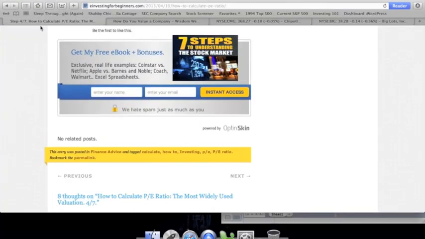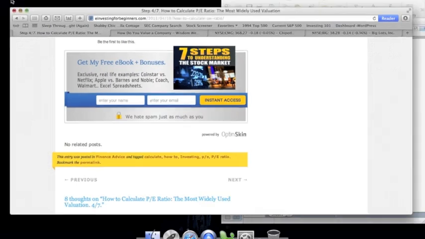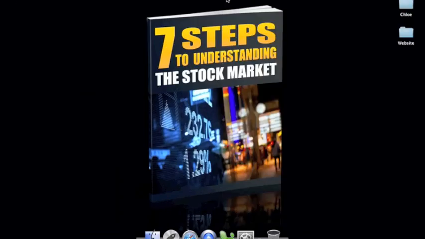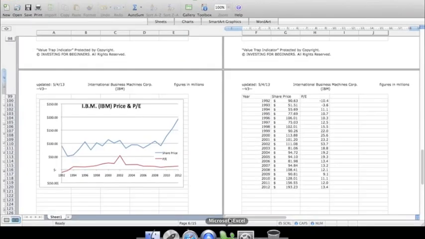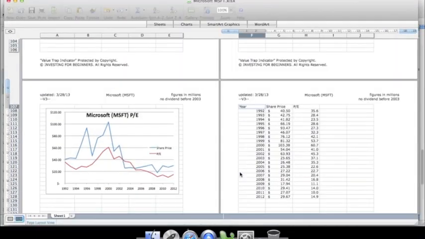So enough about that. Now I'm going to show you the last two examples I've done here to give you more of a visualization. So let's look first at Microsoft.